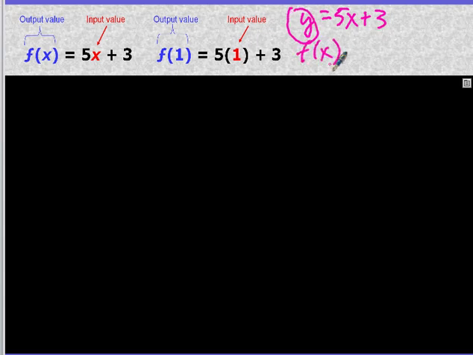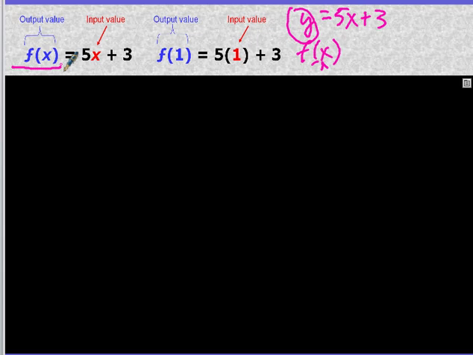Why is that? Well, this tells us clearly that this is a function of x, meaning this is our input value, and the output value, which is denoted f of x, is dependent on x for its value. So we can't figure out what the output value is until we know what x is, which is our input value.